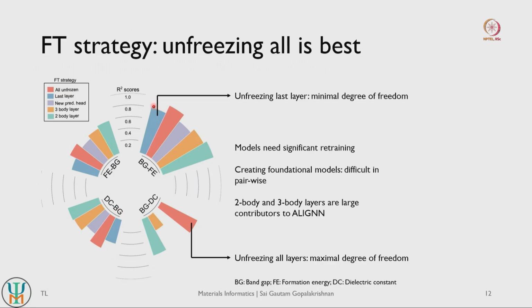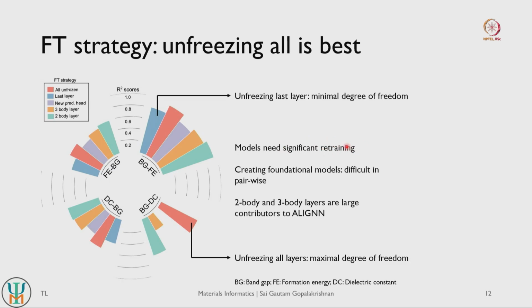The blue bars indicate just unfreezing the last layer, which is giving the lowest degree of freedom during fine tuning. The red bars indicate unfreezing all layers, which gives the maximal degree of freedom. The main takeaway message is that if you unfreeze all the layers, that's when you get the best performance across all the 4 different pairwise transfer learning tasks that we examined, right. So unfreezing all the layers definitely helps, but that also means that the models need significant retraining, right.